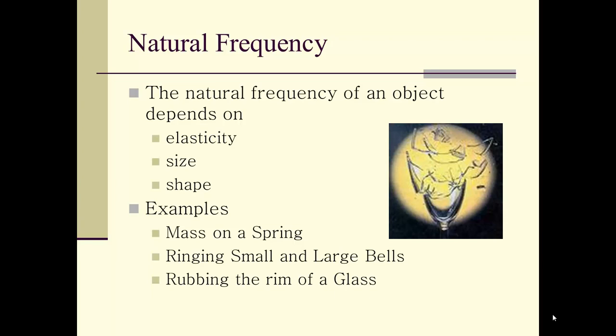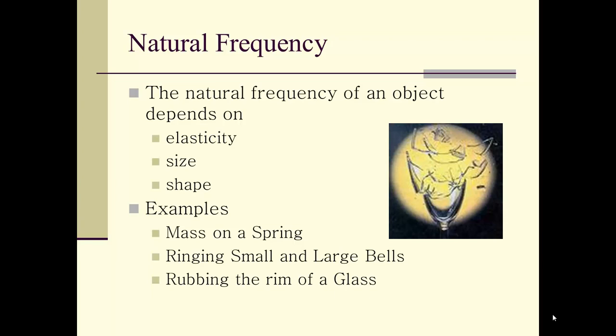Natural frequency is the frequency at which an object will vibrate after an external disturbance occurs, such as the object being hit, struck, or otherwise disturbed. It depends on the elasticity, size, and shape of the object. And a natural frequency is a vibration that occurs with very, very minimal energy.